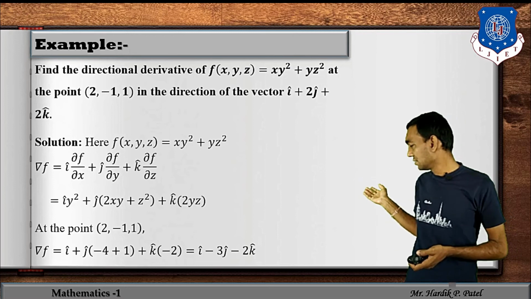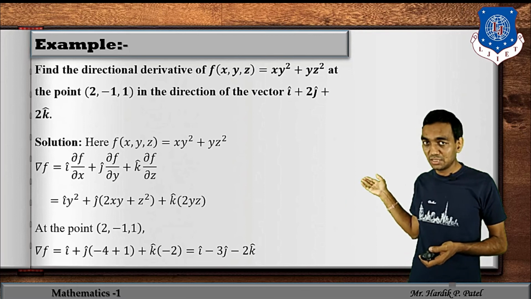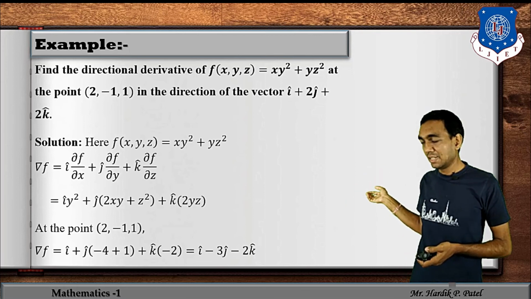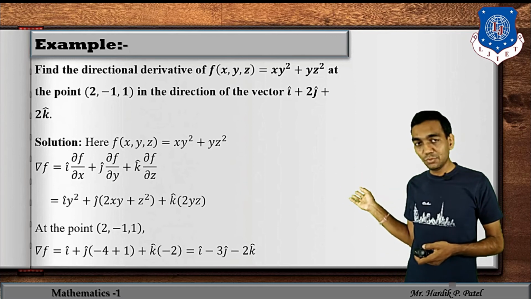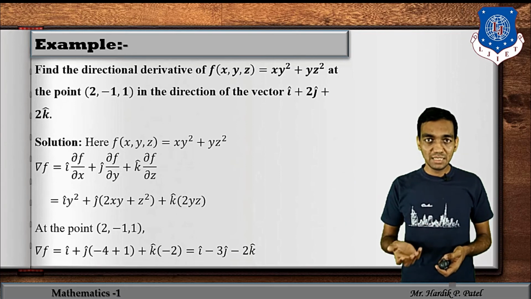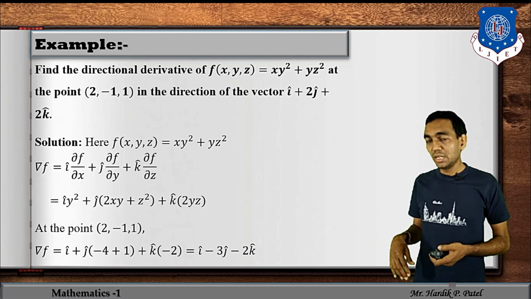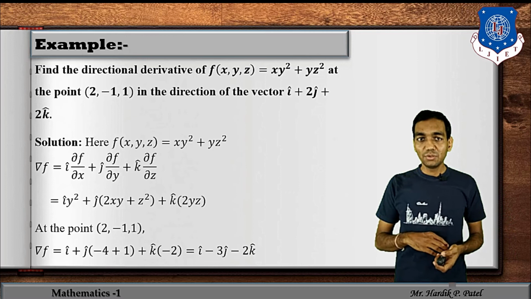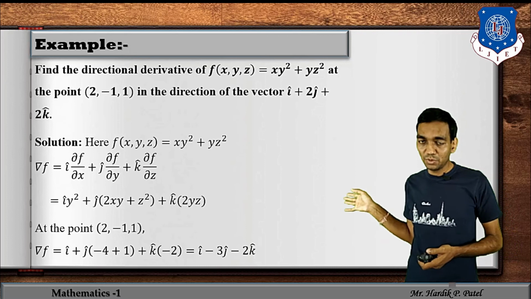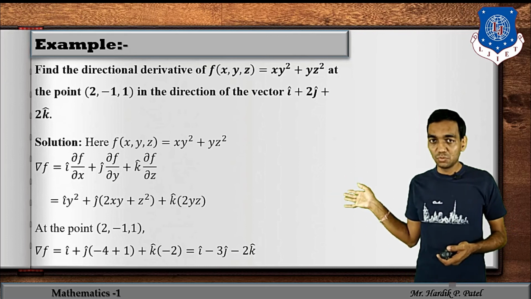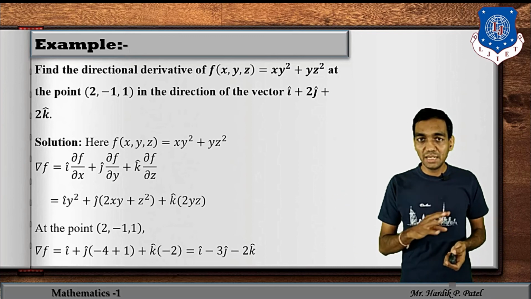Now del f by del x has a value y square. In the same manner del f by del y has a value 2xy plus z square. And del f by del z has a value 2yz. So your grad f is i into y square plus j into 2xy plus z square plus k into 2yz. So we are going to put the point 2, minus 1, 1 and that will give you grad f at the point is i plus j into minus 4 plus 1 plus k into minus 2. That will give you the answer i minus 3j minus 2k. So this is your grad f.